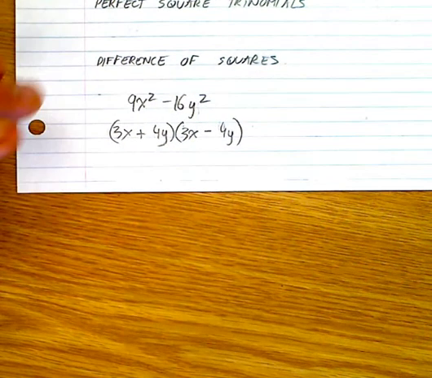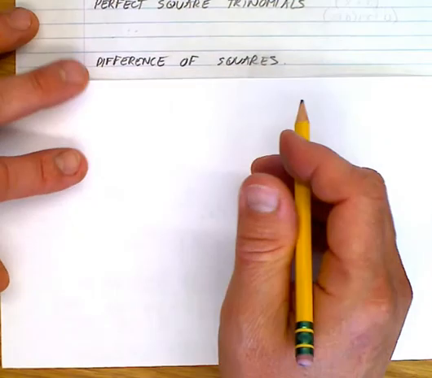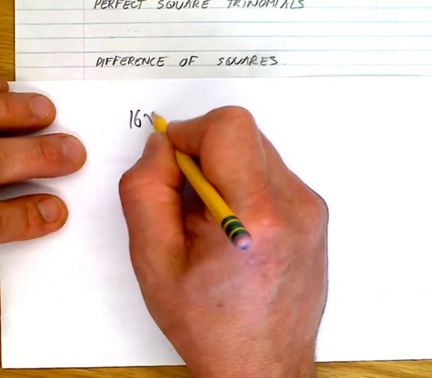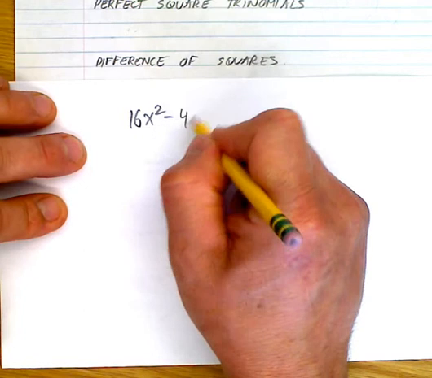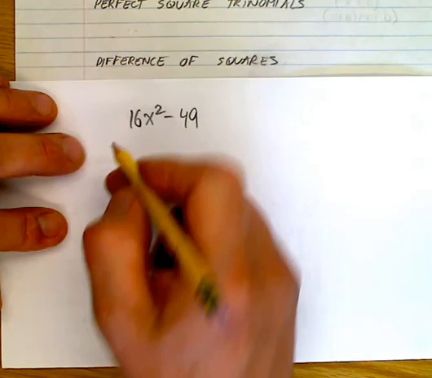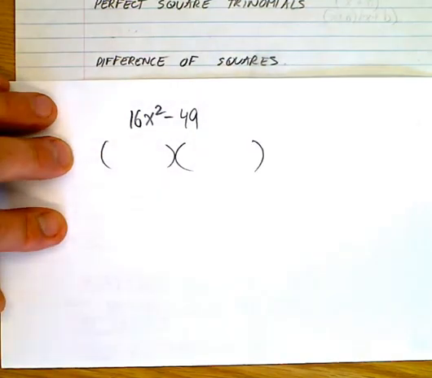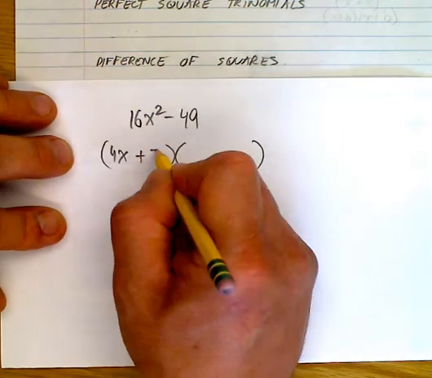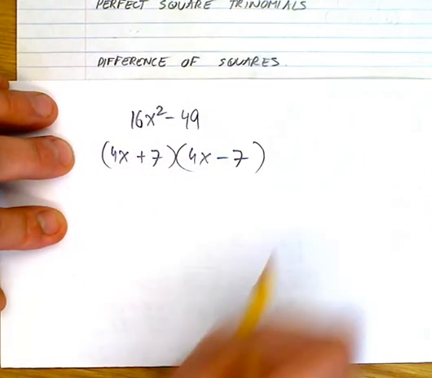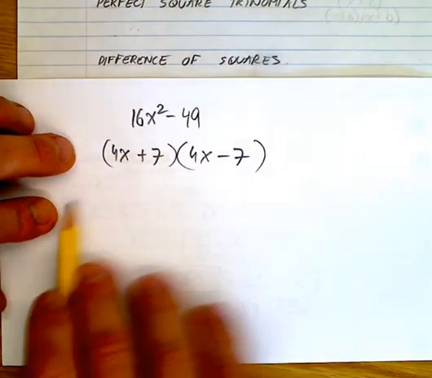Let me just throw one more at you. Let's make another one. How about 16x squared minus 49? Okay? Break that one down. There you go. Does not matter which order they come in, as long as you have them both.